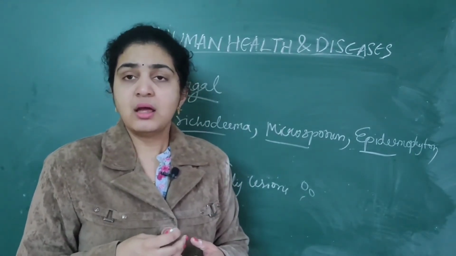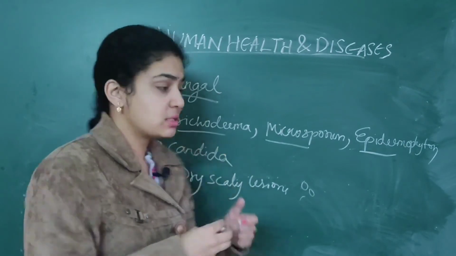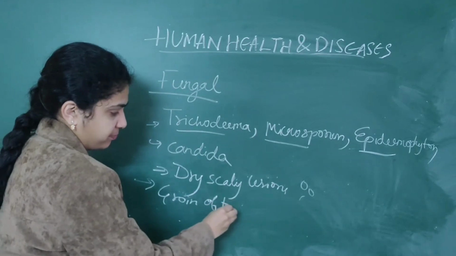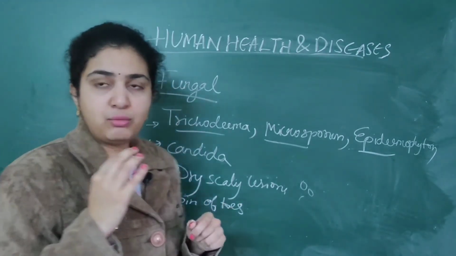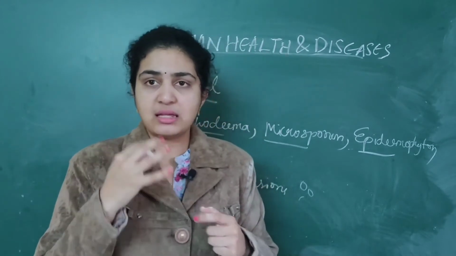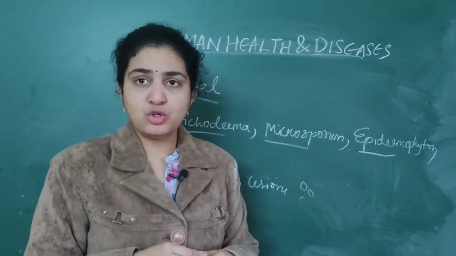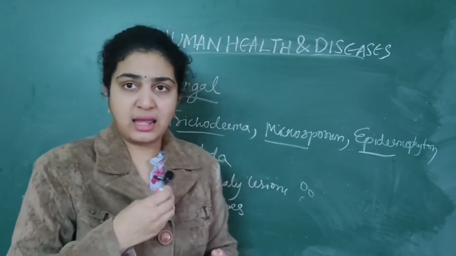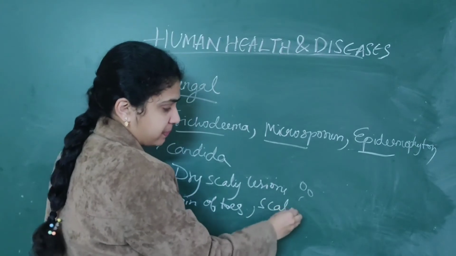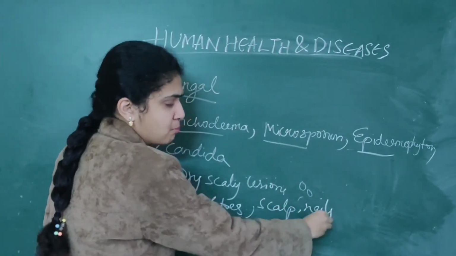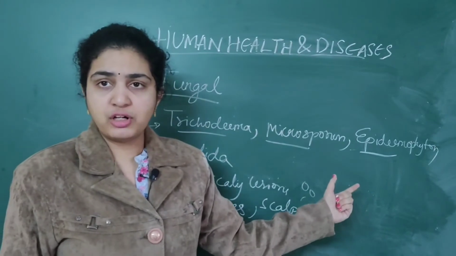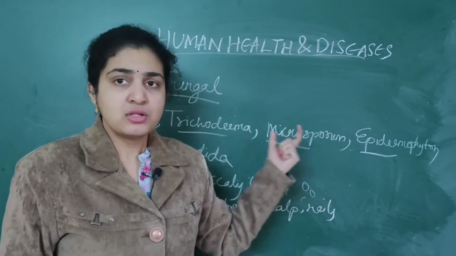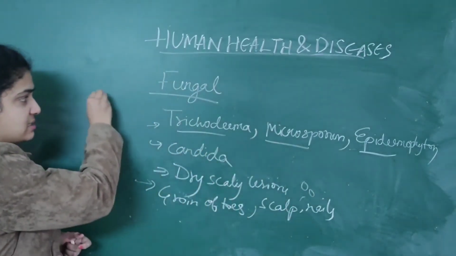Mostly where will they appear? Near the groin and between the toes. On the legs, in between the toes, you will see these numerous fungal diseases, as well as on the scalp and on the nails. Mostly you see them in the groin and toes. Sometimes you can see them on the scalp as well as nails also. So this is about the main fungal diseases.